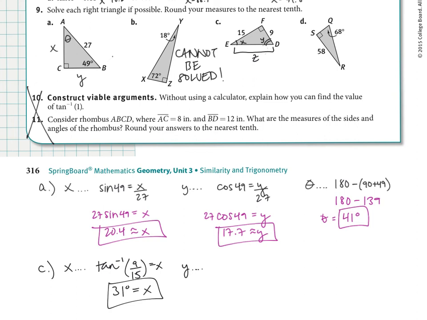Now, looking at Y, again, we have an opposite and adjacent. So ready? We're going to do the inverse tan. Now we have to make sure we have the order correct. We're going to do 15 over 9 this time. Again, that's going to solve for Y. So let's put this in our calculator and see what we get. It's actually going to be 59 degrees. So maybe we'll put an equal sign there.